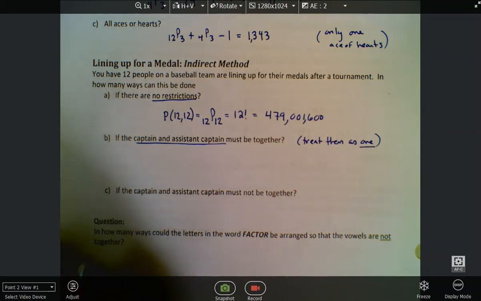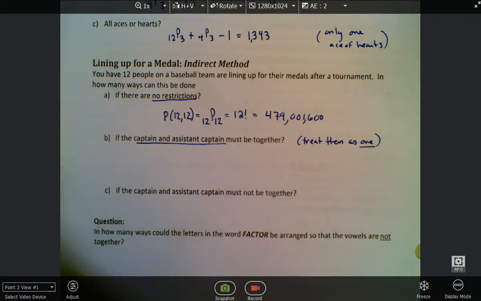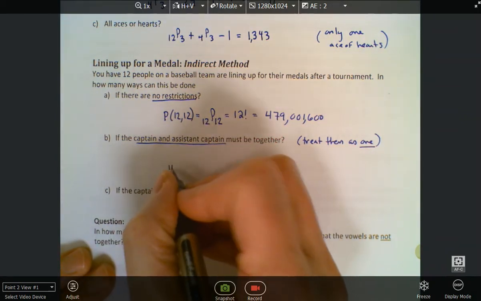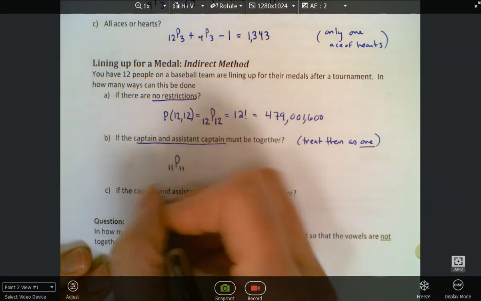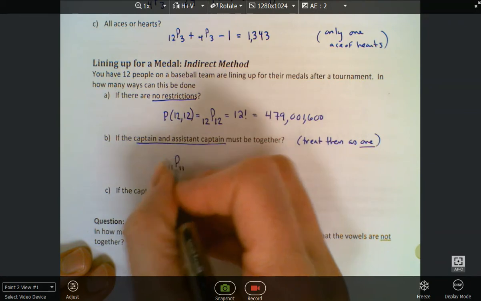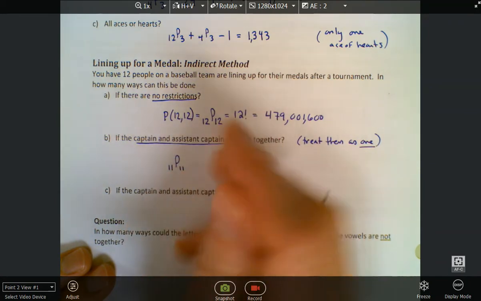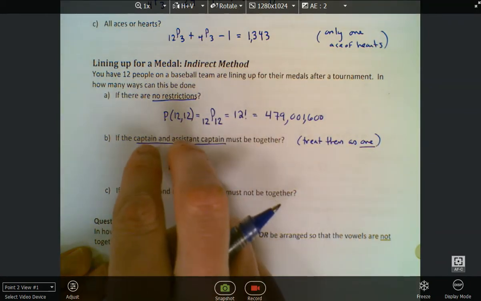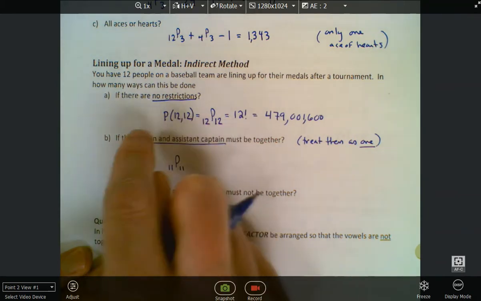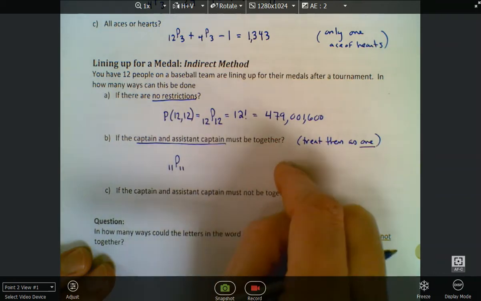So if you imagine the 10 individuals, and then 2 of those people count as 1, we're now at 11. So there's 11 objects that we have to arrange in order. Well, how many ways can we arrange 11 objects? Well, it's 11P11, so that's 11 factorial. But the point here is that the captain and the assistant captain could be captain then assistant captain, or the reverse, assistant captain and captain, for each of those positions.